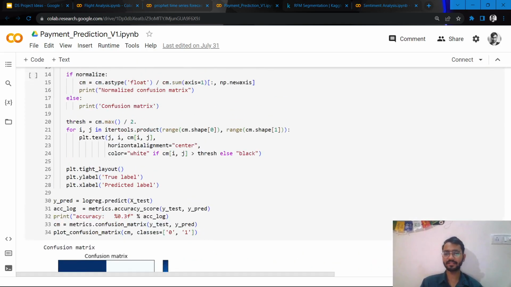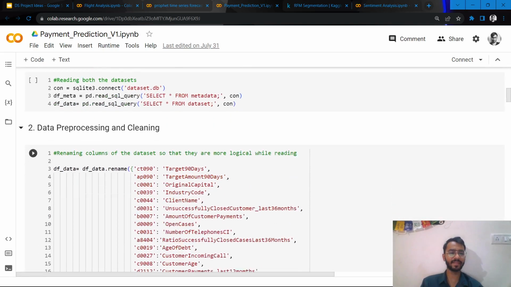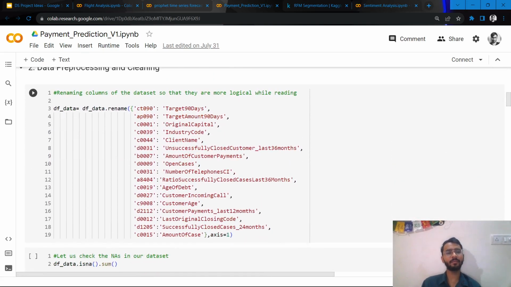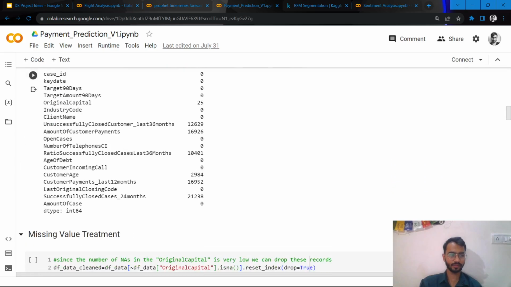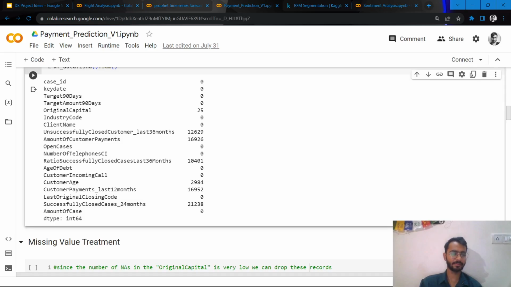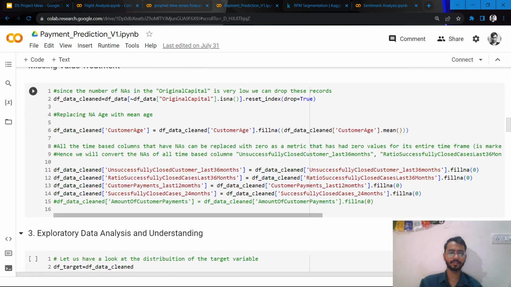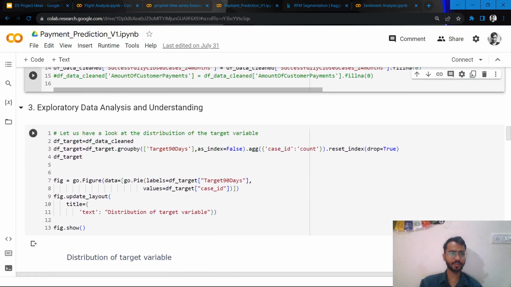So this data set is related to payments, and I'll be providing both the links for the databases and also the code, so you don't need to worry about that. This is the set of input variables that have been used. As you can see, it has information regarding the customer age, the age of debt, the client's name, and the amount of the case. All these variables have been used.